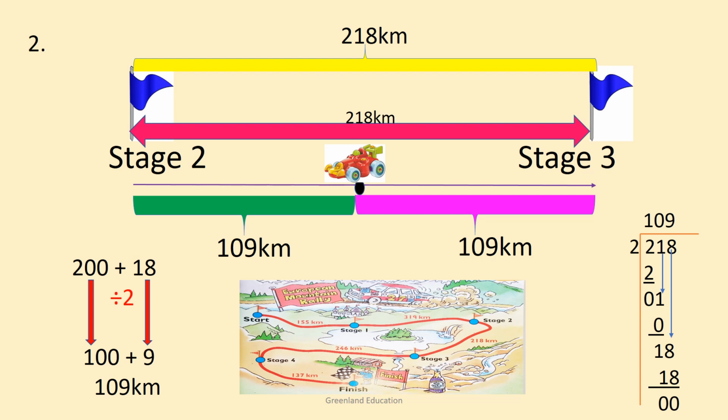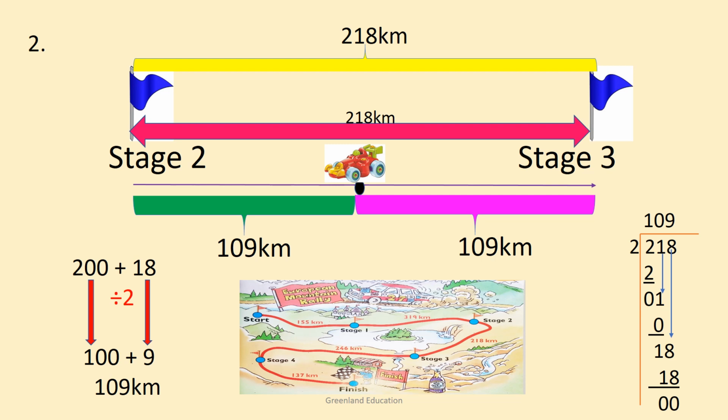Now my dear children, the car is at the center between stage 2 and stage 3, at the middle of this line. If you consider this as one line, you can easily see the car is at the middle point and this line has been divided into two similar parts. So the total distance is 218 kilometers. You should divide by 2 to find the distance from stage 2 to car and the distance from car to stage 3. There are two methods to find the answer.